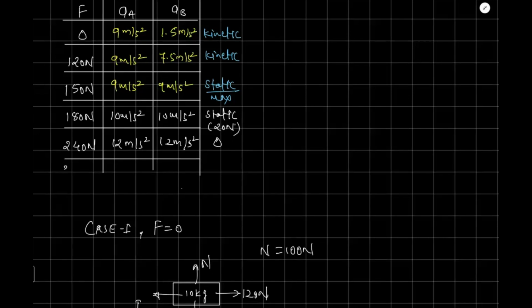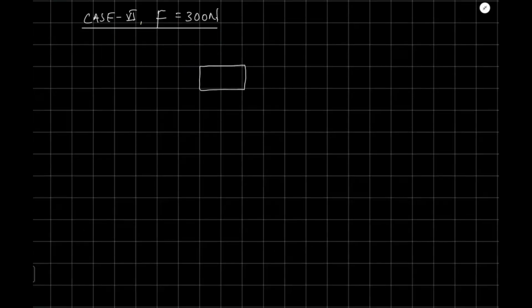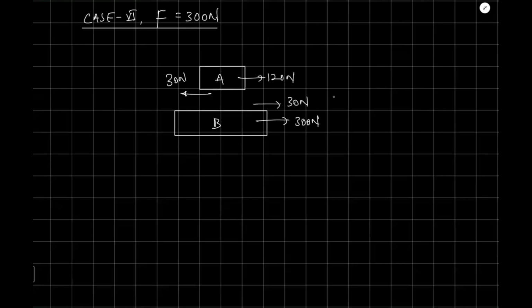Now let's take this force as 300 Newton, and again you have to find the acceleration of A and acceleration of B. We'll make a free body diagram of A and we'll make a free body diagram of B. On this one 120 Newton force is acting and on this one 300 Newton force is acting. If you assume here maximum 30 Newton and on this one backward 30 Newton, what will happen? So the acceleration of A again will come 9 meter per second square, and the acceleration of B will come 330 by 20, that will be 16.5 meter per second square. Now again here will be the relative acceleration and friction force also acting in this direction. So that is not possible.